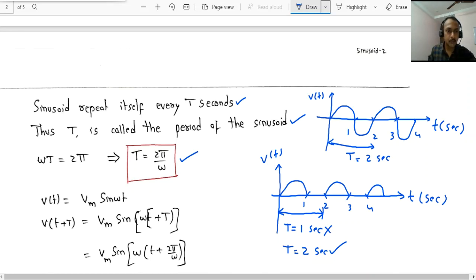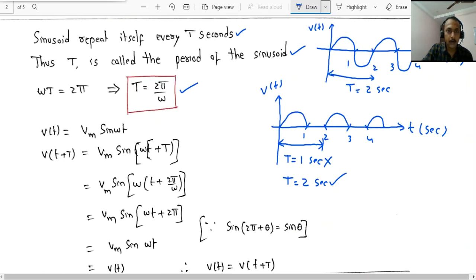Next thing is, let me show that derivation. V of t equals Vm sin omega t. If it is to be periodic, in the place of small t, substitute small t plus capital T. But already we know that capital T equals 2 pi by omega. Now expand: Vm sine of omega t plus 2 pi.